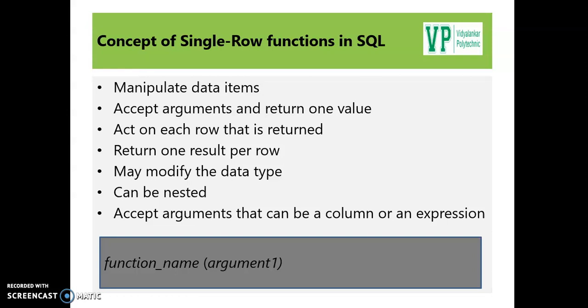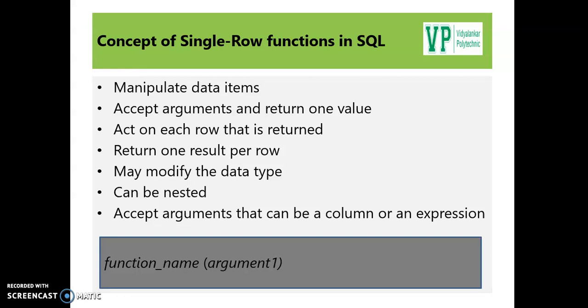So manipulate data items and may modify data types is quite similar. It can be nested. If we apply one function and that function produces output, and if we want to apply another function on that resultant value or the output, it means we can make the cascading of those functions. Means one input value is the output of another function.